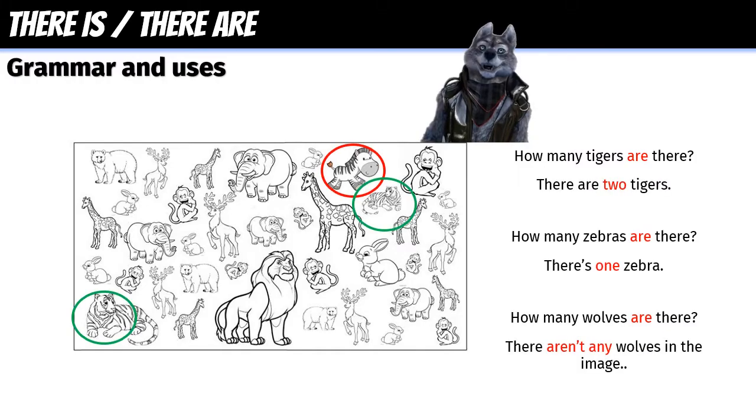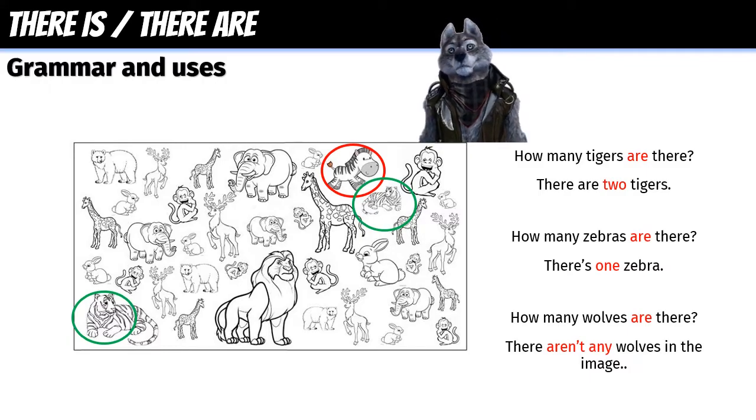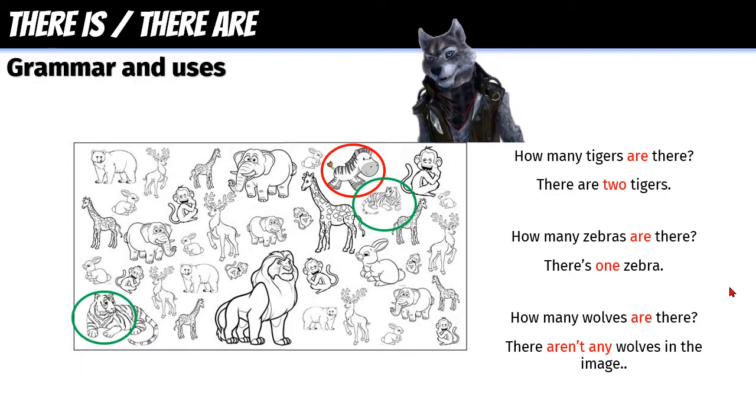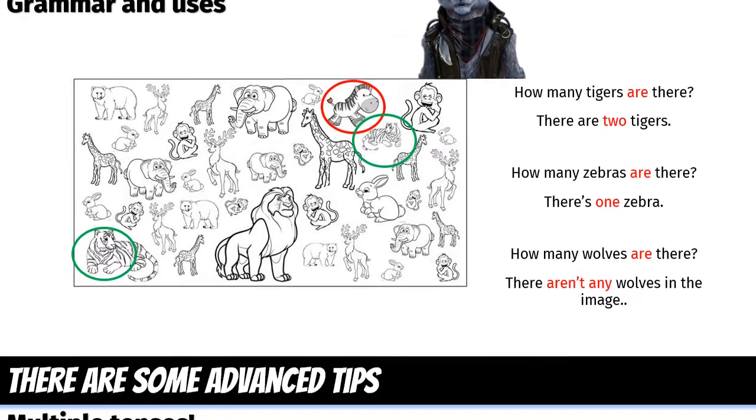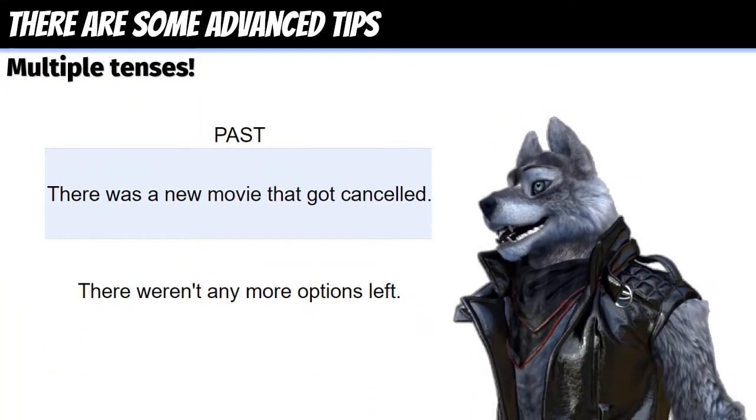Let's check the answers now. How many tigers are there? There are two tigers. One here, the other right there. How many zebras are there? Well, there's one zebra. That's it, only one. How many wolves are there? Well, sorry, if you said one, well, I don't count. There aren't any wolves in the image. Well, there's not much to say.